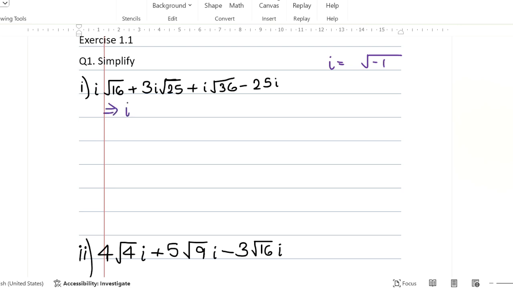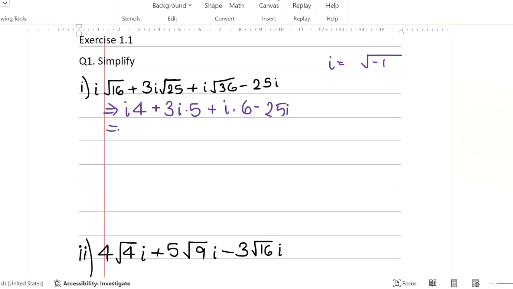i को as it is लिख दो. What is root 16? It is 4, right? Plus 3i into what is root 25? It is 5, right? Plus i into what is root 36? It is 6 minus 25i.